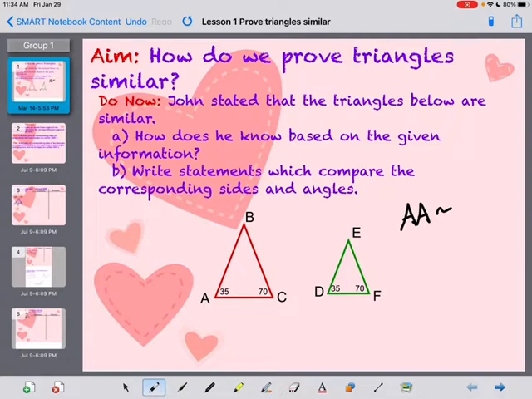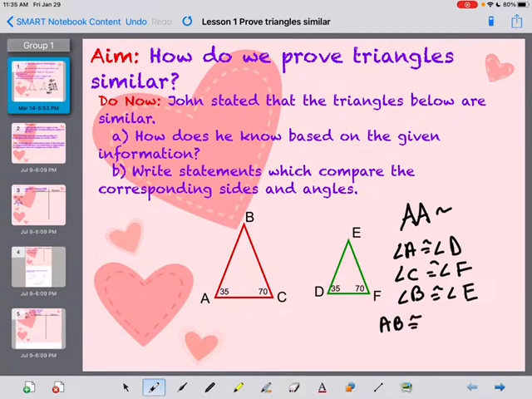So let's write a couple statements comparing the corresponding sides and angles. So obviously, angle A is congruent to angle D, angle C is congruent to angle F, and angle B is congruent to angle E, because those were given to us as congruent measurements. The sides, we could use the angles to help us. AB is going to be congruent to DE because they're in the same spot. BC is going to be congruent to EF. And finally, AC is going to be congruent to DF.